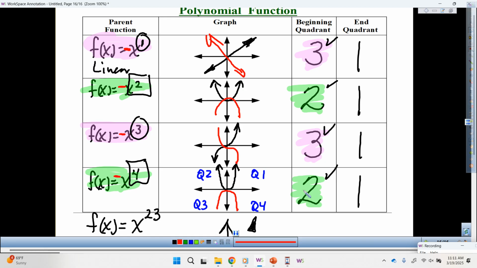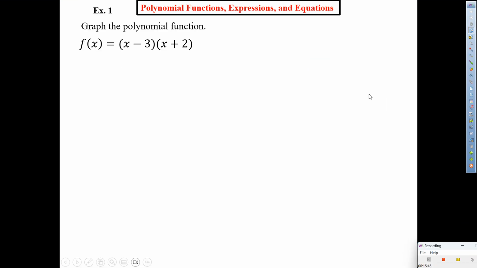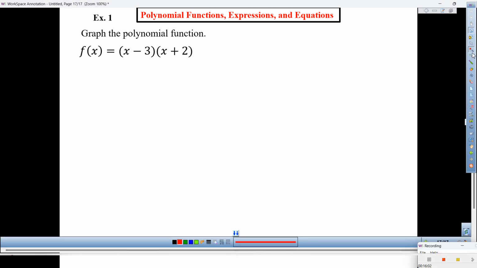All right. Therefore, on your notes, copy this one, please. Example 1. Graph the polynomial function f of x equals (x minus 3) times (x plus 2). That goes in your notes. You can do that in the back of that play sheet you got. Example 1, graph the polynomial function f of x equals (x minus 3)(x plus 2).